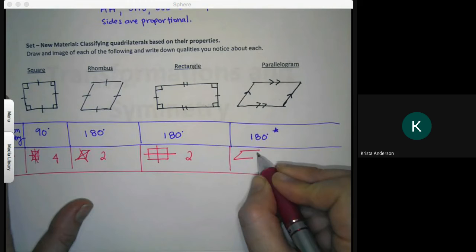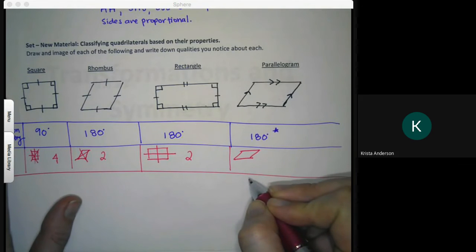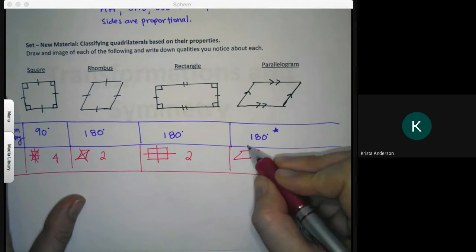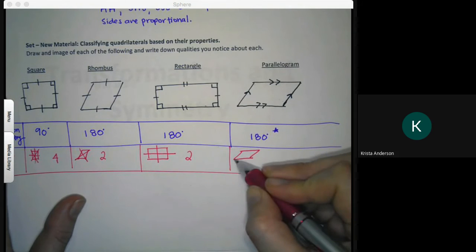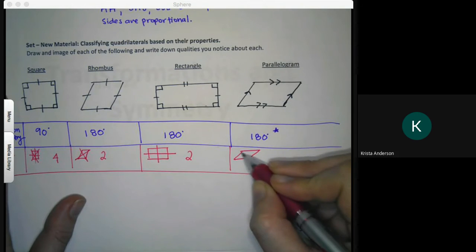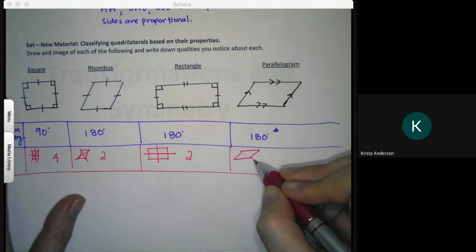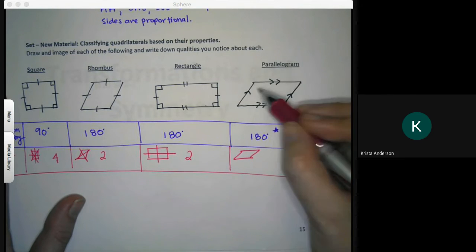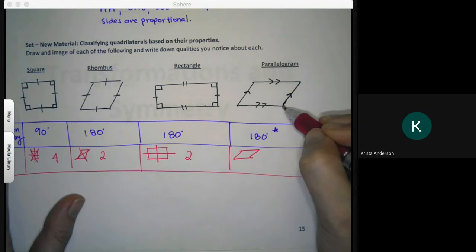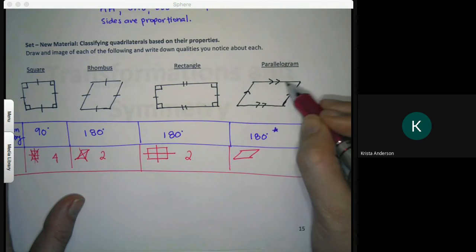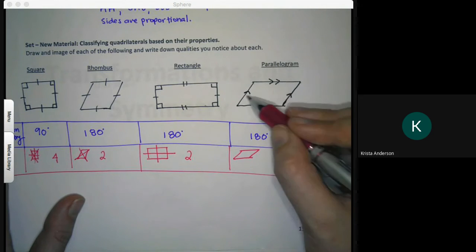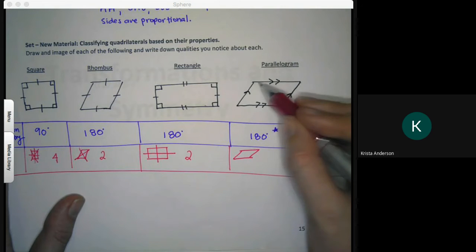Parallelogram. If I fold it down the center, this would be longer. When I look at the diagonal on it, when I fold it on the diagonal, see how this has 1 arrow and this has 2 arrows? This would not match up because this one would be longer.